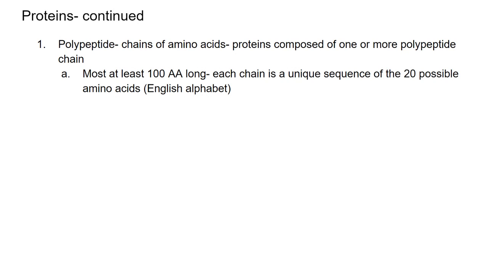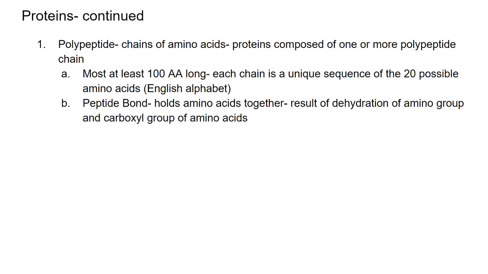Okay, so I always talk about the English alphabet. There's 26 letters in the English alphabet. Think how many words there are. There's good words, there's bad words, there's short words, there's long words. Well, same with a protein. These polypeptide chains can be a combination of 20 different amino acids in any order. And then the next thing is that it's going to be a different shape. Already talked about this. The peptide bond holds these amino acids together. That's why we call them polypeptide chains.